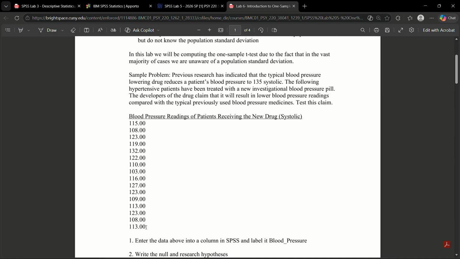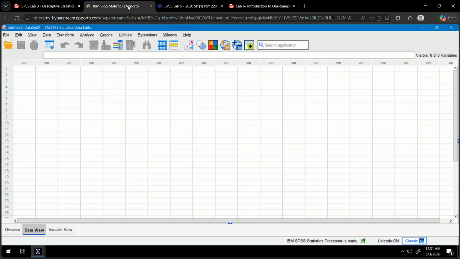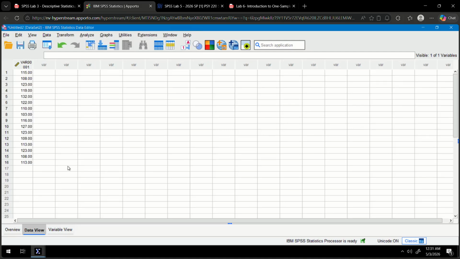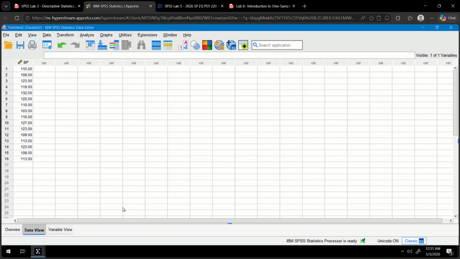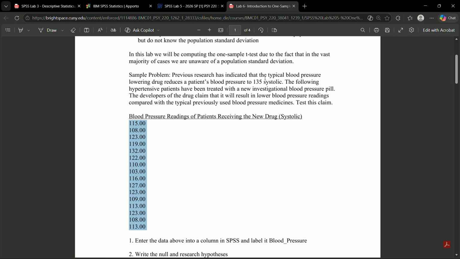So to use the one sample t, we're going to enter this data into a column in SPSS. Let's see if I can copy and paste it, which I may or may not be able to do. And I was able to do that. So we have 16 participants. We're going to call this blood pressure. All I did was double click here to edit this. Call it BP. And we're going to test this hypothesis against a mean of 135.